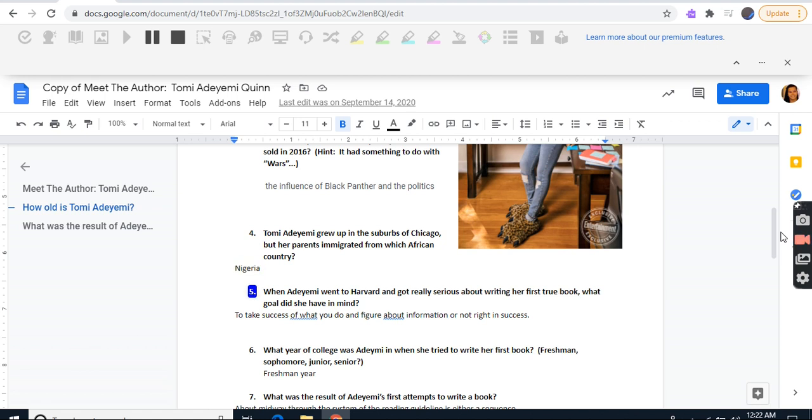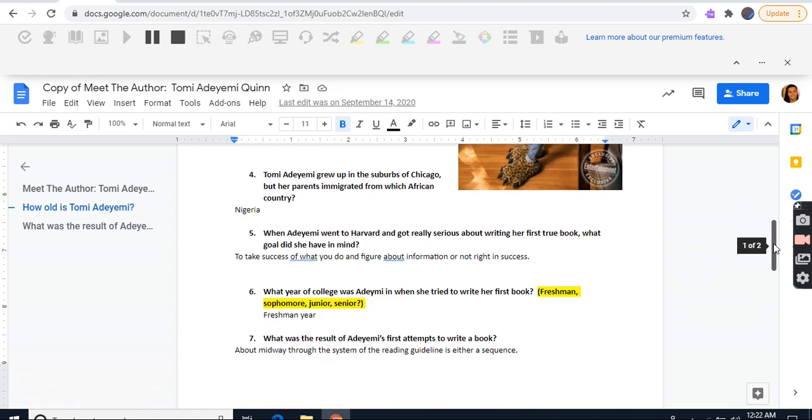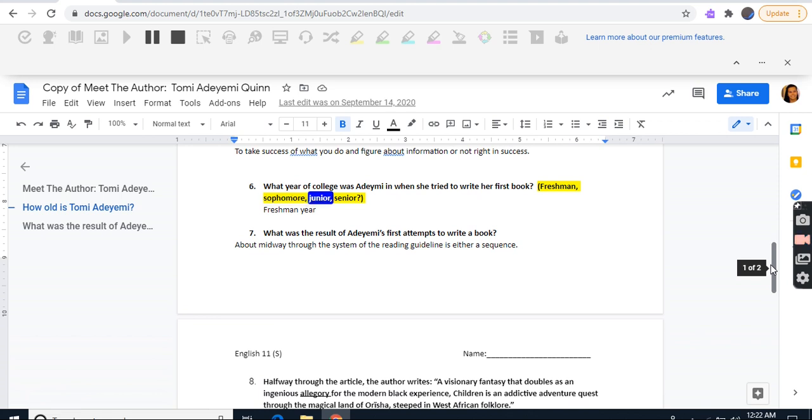4. Tomi Adeyemi grew up in the suburbs of Chicago, but her parents immigrated from which African country? Nigeria. 5. When Adeyemi went to Harvard and got really serious about writing her first true book, what goal did she have in mind? 6. What year of college was Adeyemi in when she tried to write her first book? Freshman. 7. What was the result of Adeyemi's first attempts to write a book?